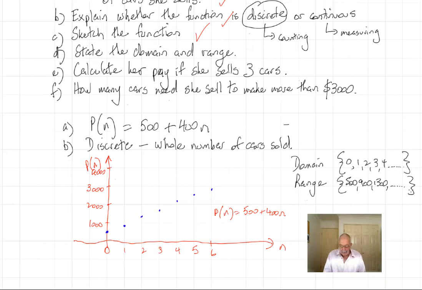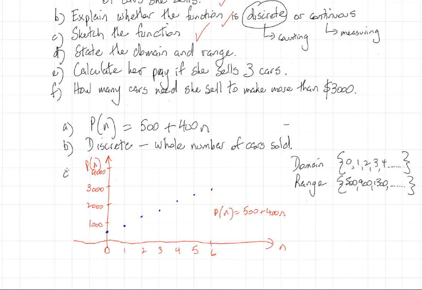Okay, so it's not going to go less than 500, and we're going up by 400s, and that's pretty obvious with the 400 times n. So as n goes up by 1, we're just adding another 400 on as we go. So there's the domain and range. The domain are all possible x values, or the independent variable, and the independent variable in this case is n. The dependent variable p of n, her pay, depends on how many cars she sells. So that's D, A, B, C, D, E.